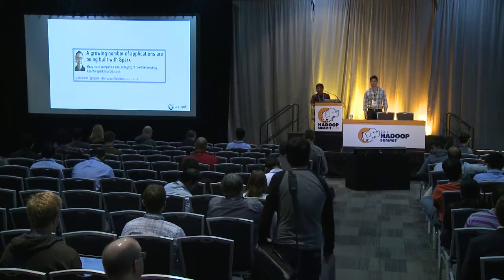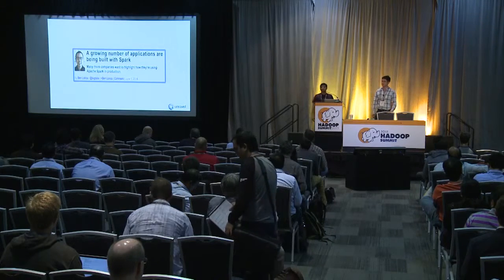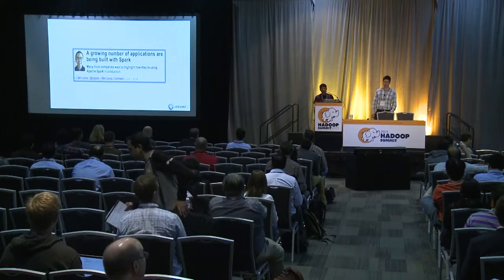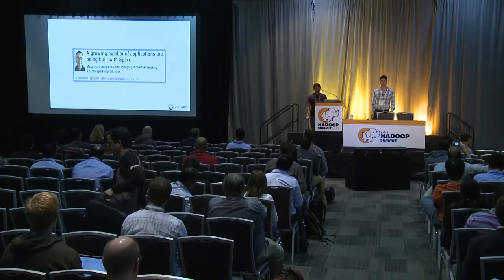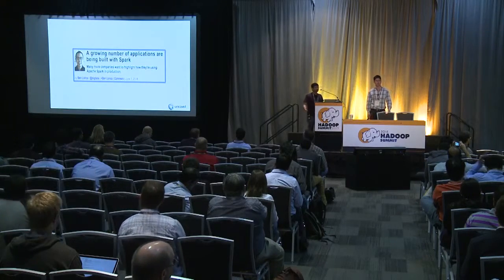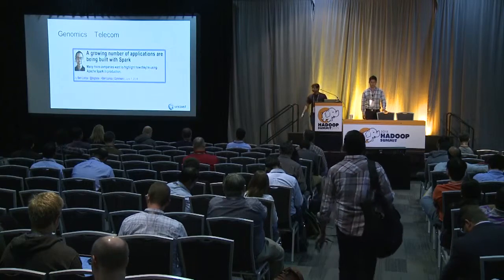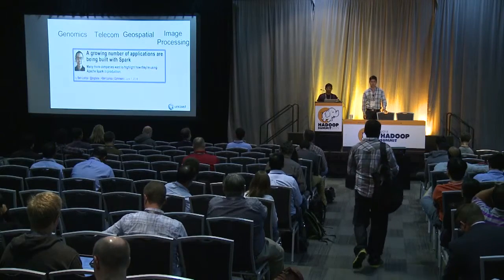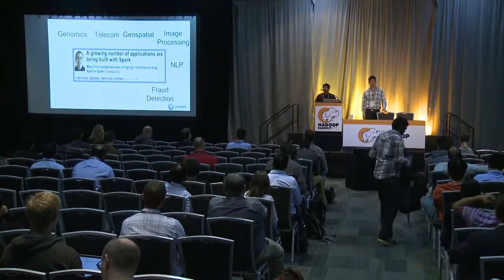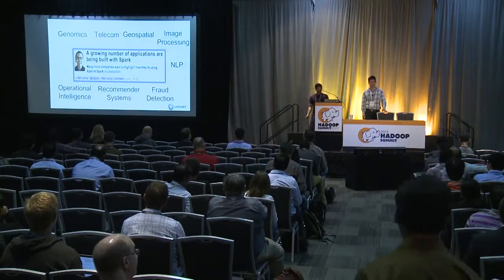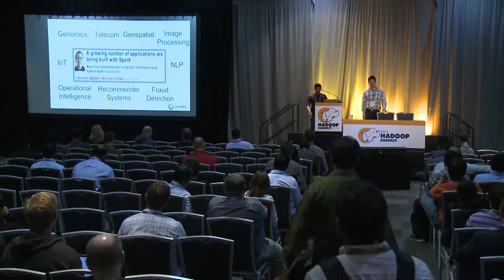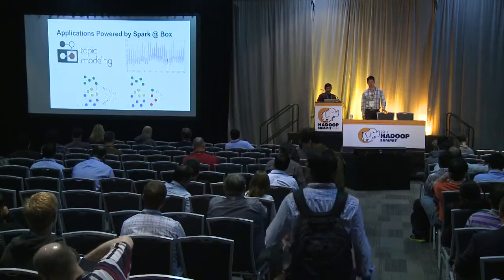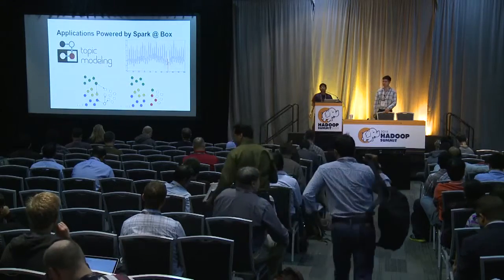So this is Ben. Many of you must have seen Ben. Ben is the data scientist at O'Reilly, right? So it's Ben saying that a lot of applications are being built with Spark. So that might not be a surprise, right? From fields like genomics to data warehousing, image processing, natural language processing, you name it. Lots and lots of applications are being built with Spark. So why are these applications being built?